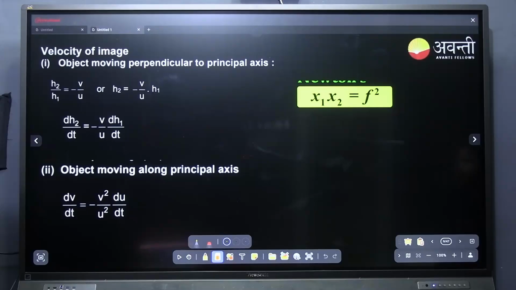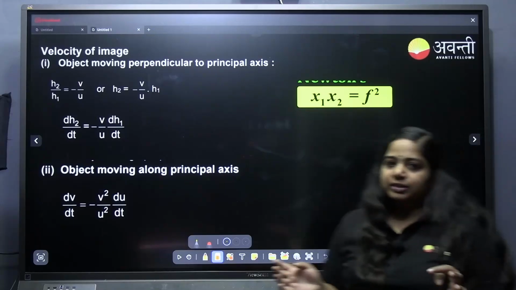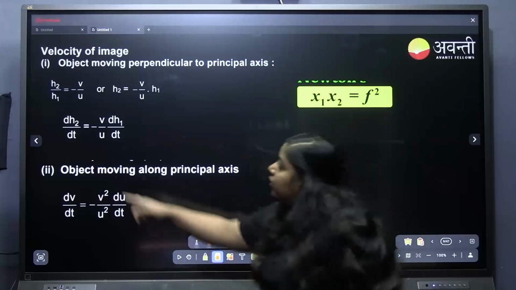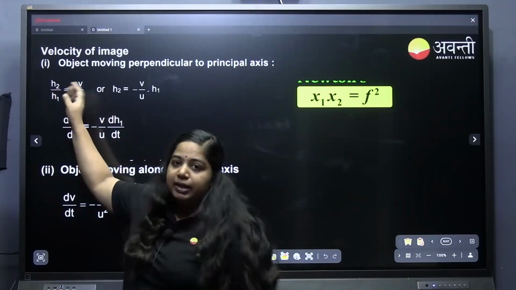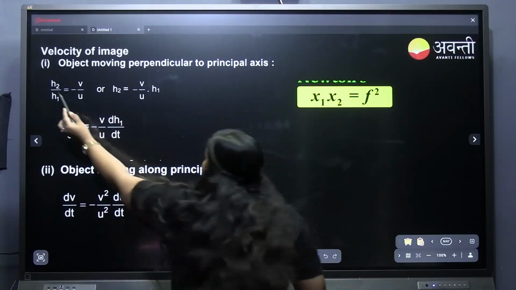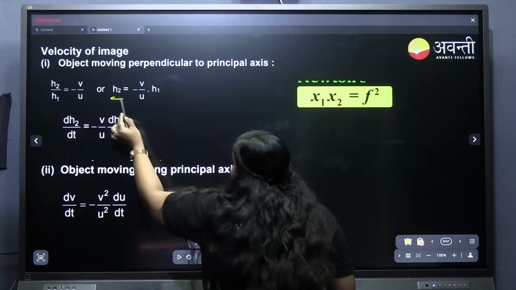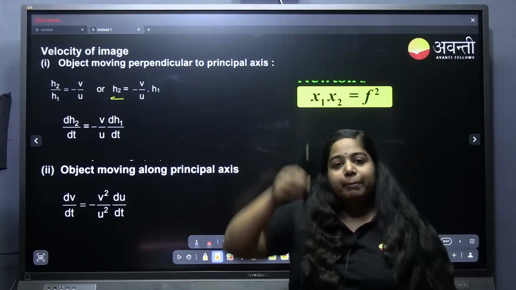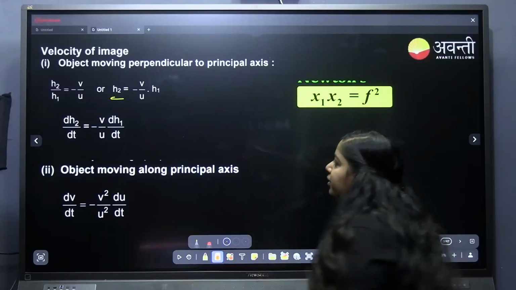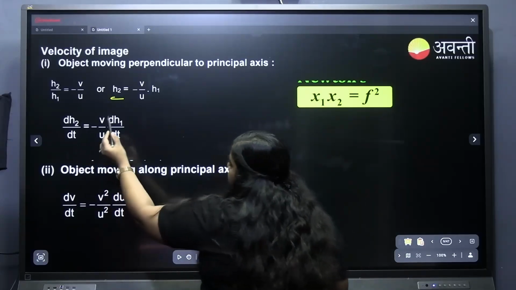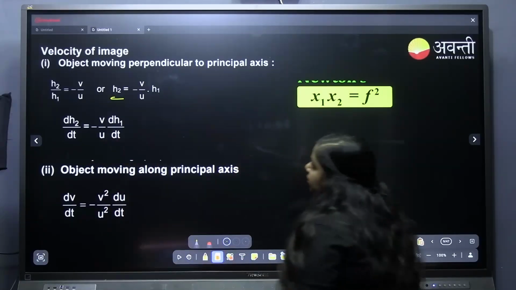Next is velocity of the image for spherical mirrors. For plane mirror we already discussed how it will be. For spherical mirrors, what will be the velocity? As we already know, magnification for a spherical mirror is minus v by u, so height of image by height of object. Height of image equals minus v by u times h. If the object is moving in a perpendicular direction, we just differentiate on both sides. We get dh by dt equal to minus v by u times dh by dt.